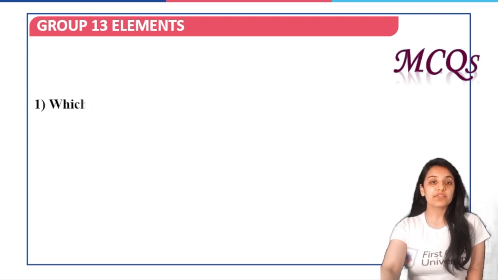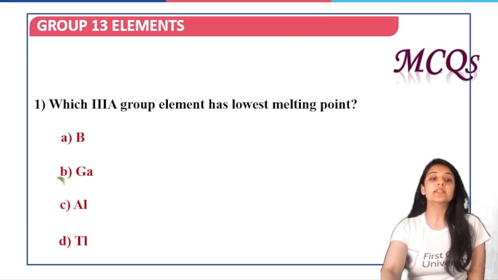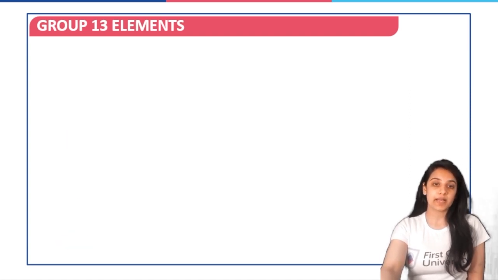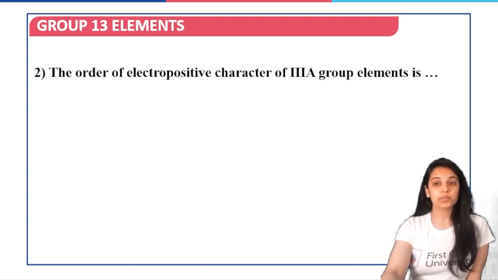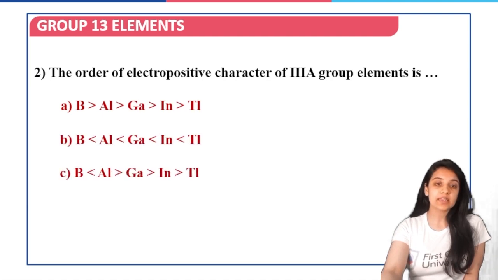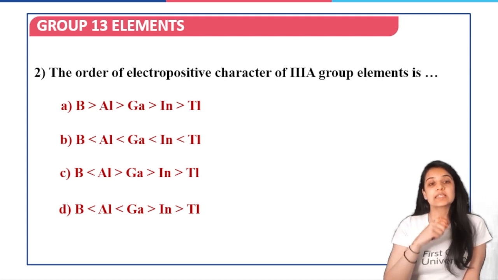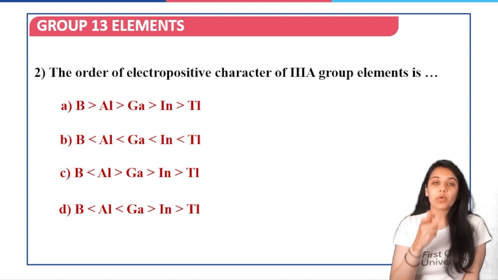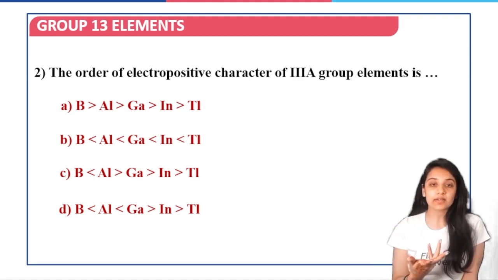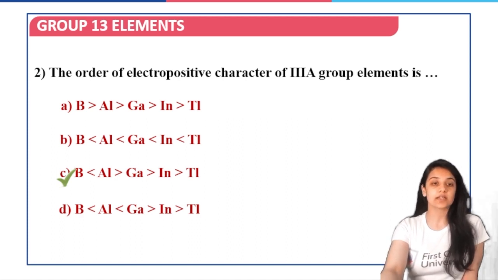Now let's quickly have a look at few MCQs. Which group 13 element has lowest melting point? We have already seen that it's gallium that has got the lowest melting point. Next is the order of electropositive character of group 13 elements is. So we have already seen that down the group, electropositive character is decreasing. But there is this exception at the boron aluminium interface. That is for the aluminium is going to have a higher electropositive character, and therefore here option C is going to be the correct answer. Yes, indeed, that's the answer.